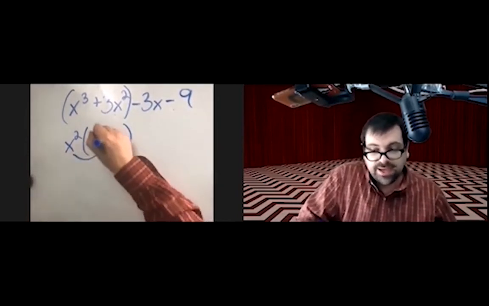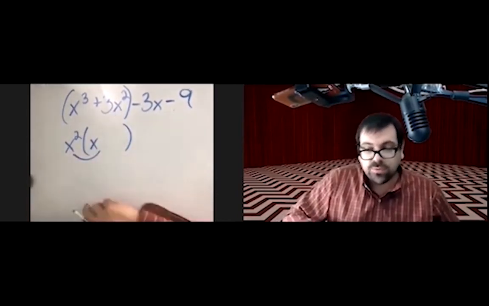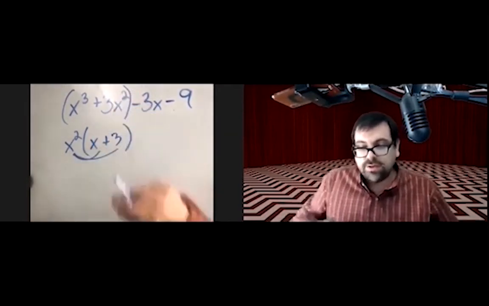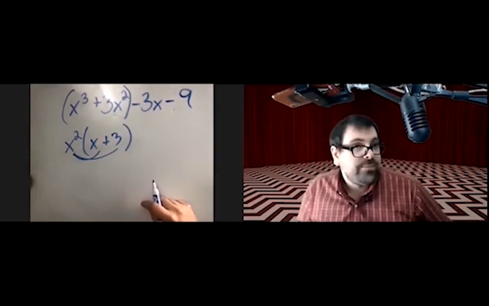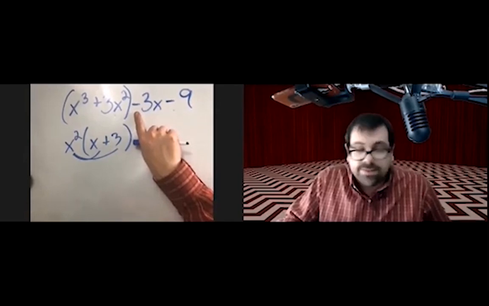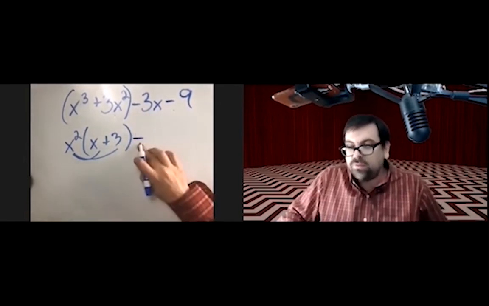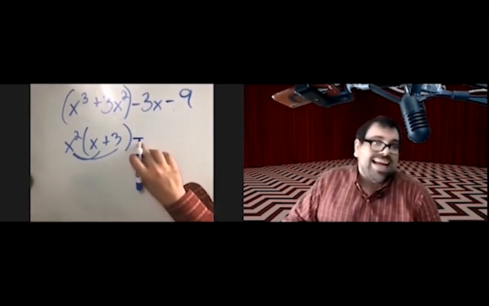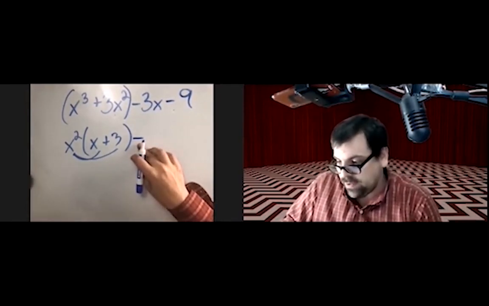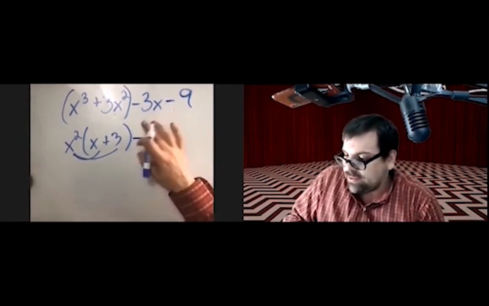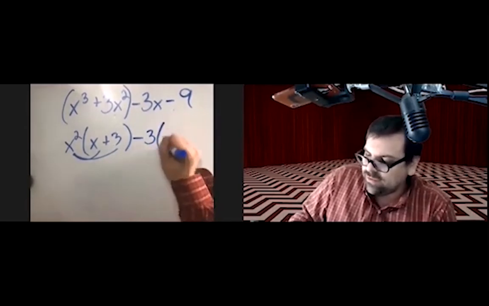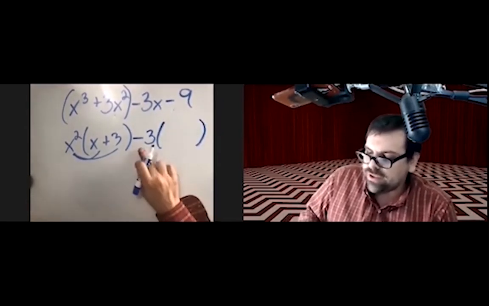X squared times x is x cubed. X squared times positive 3 would be 3x squared. After this grouping, we have a minus. Bring it down. Whatever we factor out next must be negative. Be careful with your signs. 3x and 9, we have a common factor of 3, so we're taking out a negative 3.